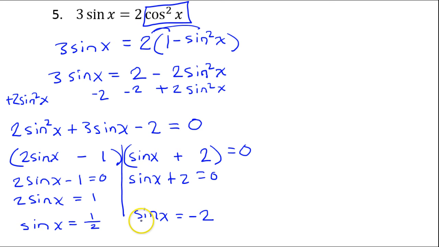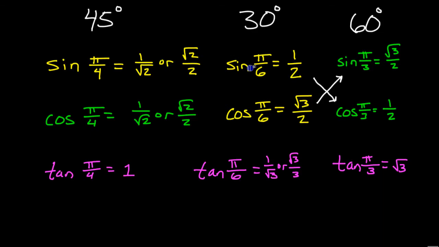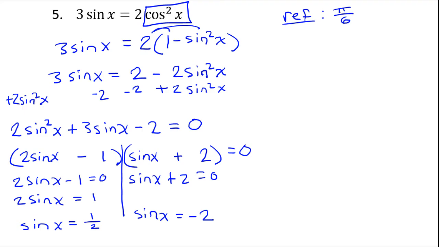All right, now we can find the solutions. The sine of what angle is equal to 1/2? Well, I'm hoping the first thing that just popped into your mind was pi over 6. Okay, because we know the sine of pi over 6 is 1/2. Now that's just the reference angle, that's not the solution, but that will encourage me to draw the diagram of pi over 6.